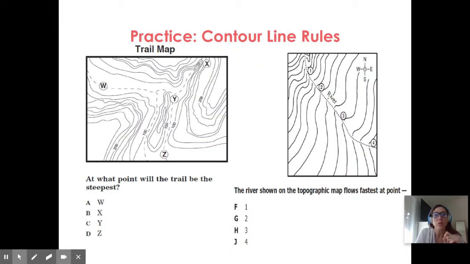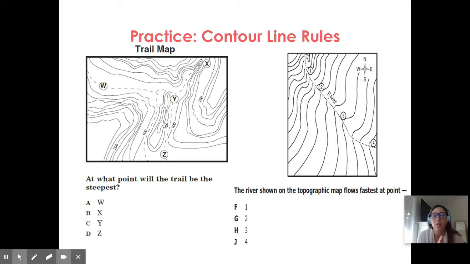Okay, a little bit more practice with topographic maps. At what point will the trail be the steepest? We have 4 options, and remember our rule: lines being closer together means it's steeper, and lines being further apart means it is more gentle. Look at our 4 options. Which one do you think is the steepest? You can pause if you don't want to hear the answer yet. The answer should be X for the question on the left.